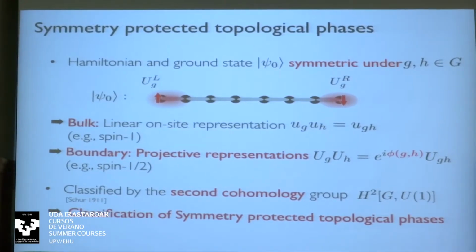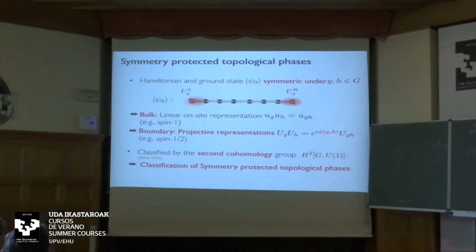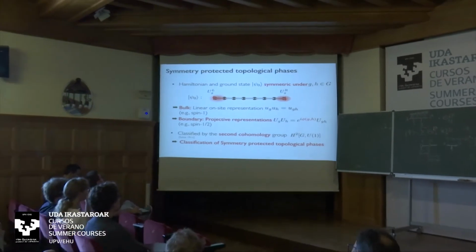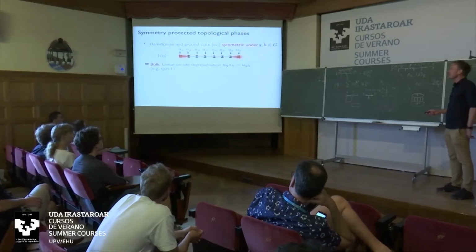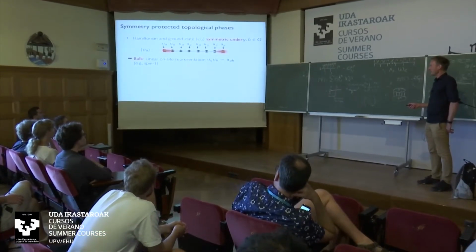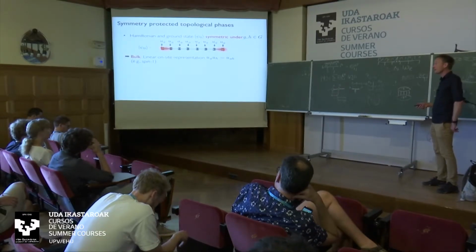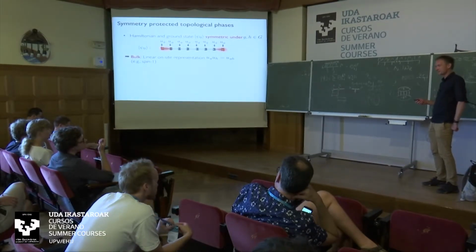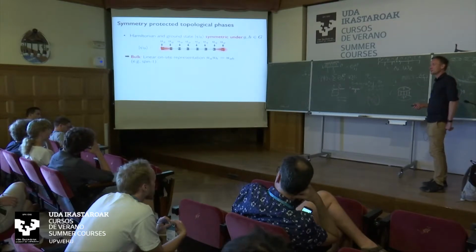Sorry. Yes? So what's the reason behind this fact that in the bulk those should be normal representations, I mean the ordinary representations, and on the boundary projective? Right. So at this moment, I just assume that we have a linear on-site representation in the bulk. If we don't have a linear on-site representation, if we have an on-site projective representation, then the Lieb-Schultz-Mattis theorem applies, and we would actually have a gapless state. Okay. But we want to have a gapped state, so I just assume that we have a linear on-site representation. Okay.